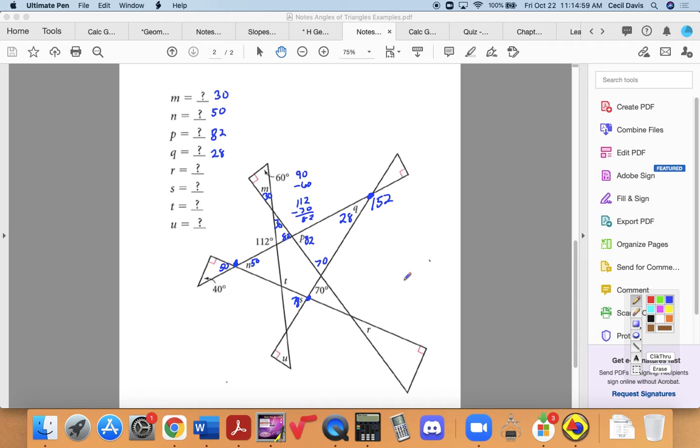And now we can do R? We're going to have to work to get to R. See, if that's 78, then you can either do this one's 78 or this is 102. Subtracting 70 from 102 leaves you that this angle is 32 because that's an exterior angle. And that's the vertical angle for R, so that's 32.